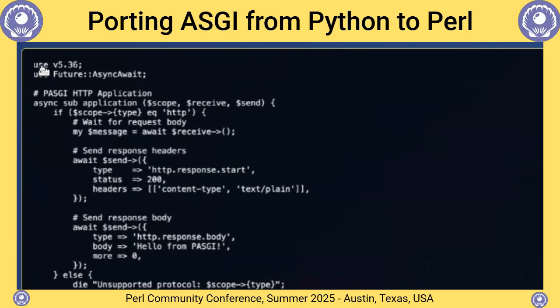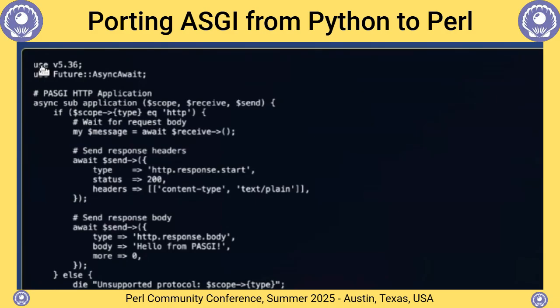Future::AsyncAwait requires Perl 5.16. So it's not compatible with Perl from the 90s, but if you're using a version of Perl written anytime in the last 15 years, it works. And again, like the Python version, the subroutine will receive 3 arguments. The first one being scope, and then a receive and a send callback.